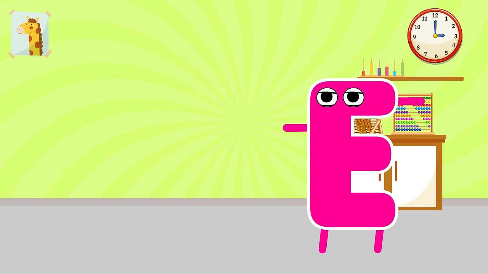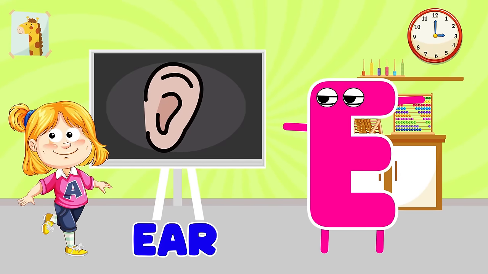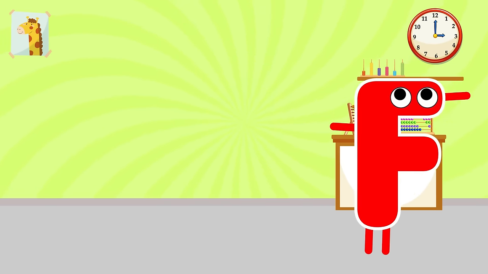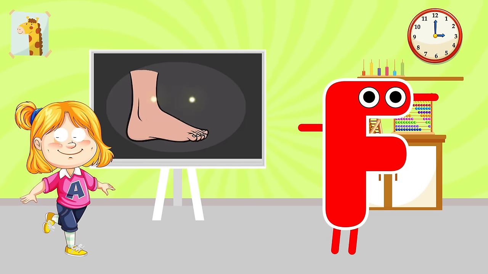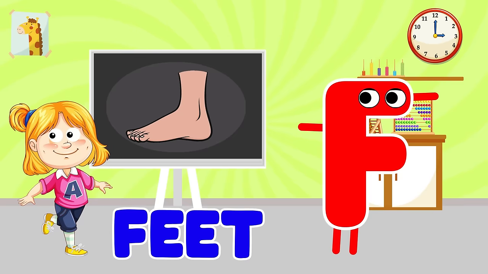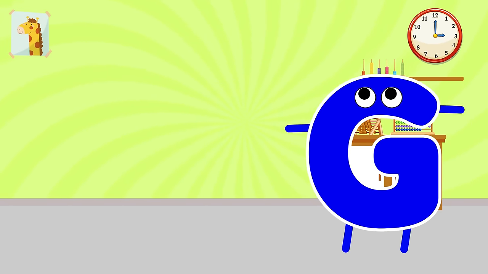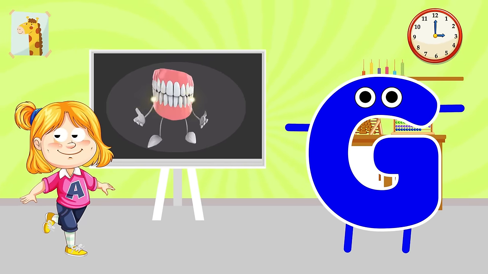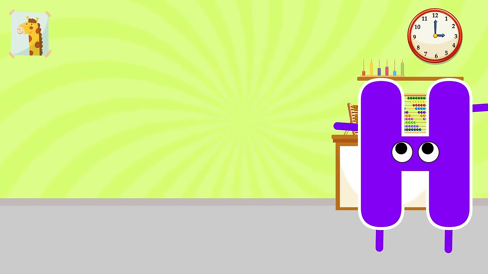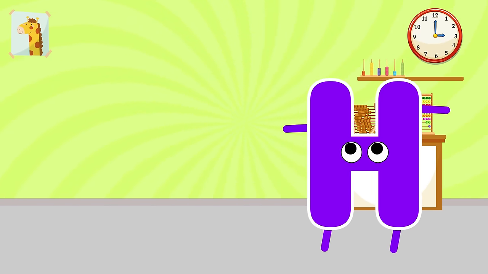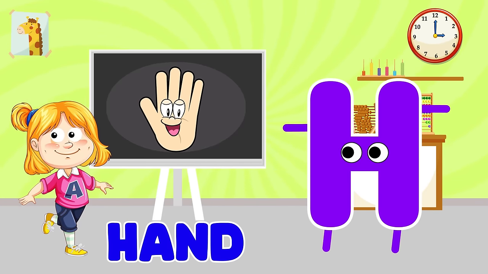E. E is for ear. F. F is for feet. G. G is for gums. H is for hand.